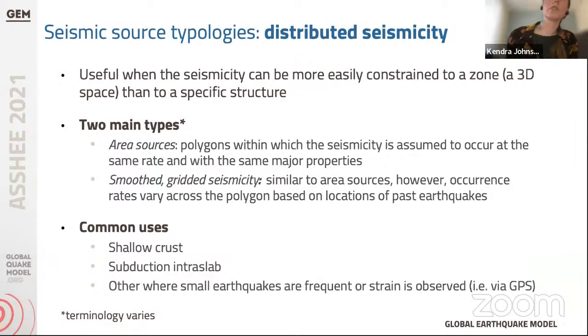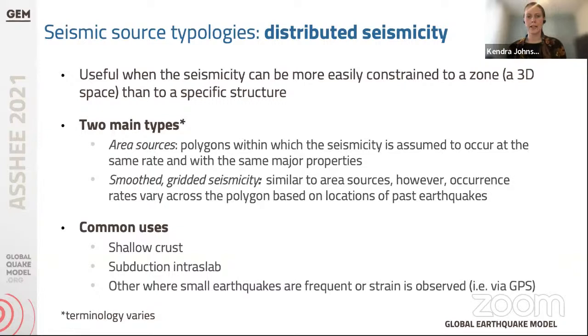So moving on to distributed seismicity, this is useful when the seismicity can more easily be constrained to a zone or a 3D space than it is to a specific structure, as in the past examples. And there are two main types of these. There are area sources, which are polygons within which the seismicity is assumed to occur at the same rate. So there's no spatial variability within the area source.